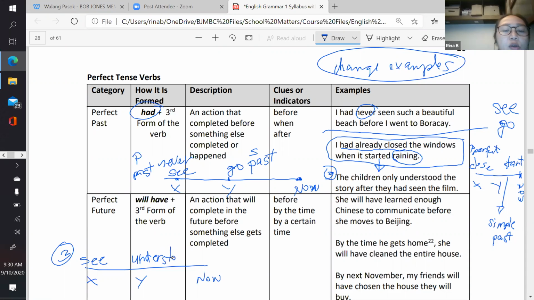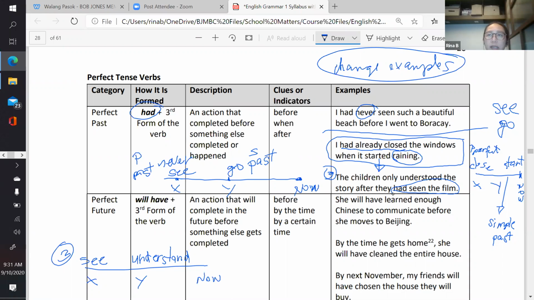How will they know if we don't send them? Or if no one is sent? Sorry, I'm rephrasing the verse. So you saw first and then you understood. So the X action will be written in the past perfect. So the children had seen the film, and then they understood.